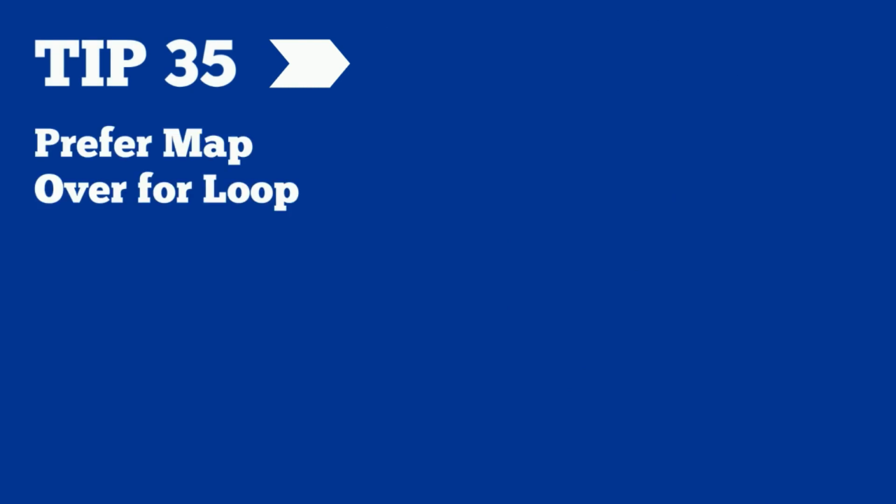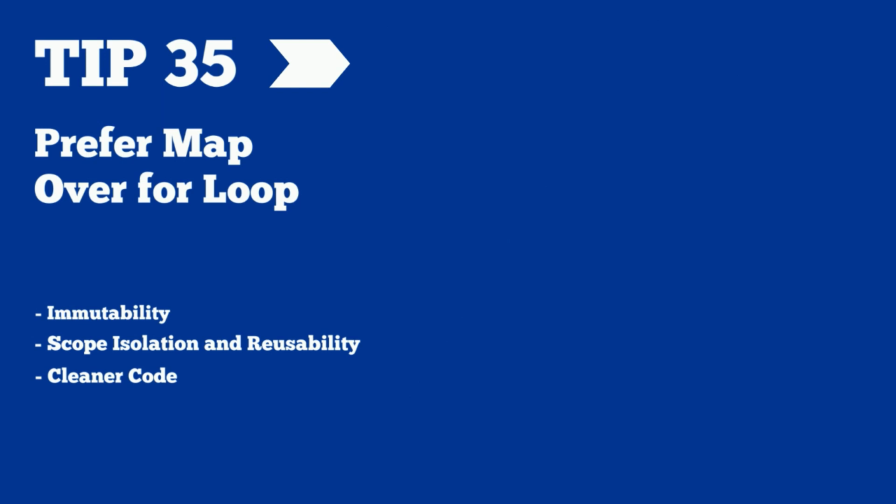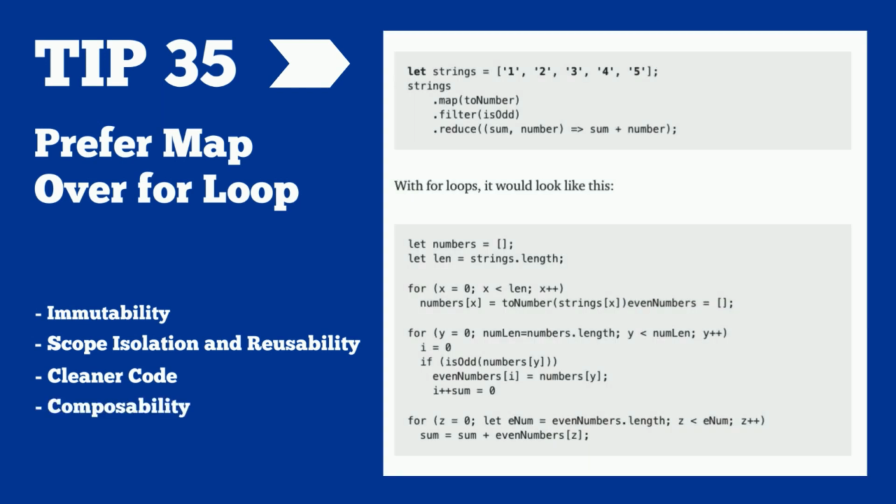35. Prefer map over a for loop. Benefits of using a map are immutability, scope isolation and reusability, cleaner code, and composability. Here is a little example of composability. Let's say we want to sum up the odd numbers in an array. Let's use a map and other iteration operators. We need to write this. But with a for loop, it would look like this. Now tell me, wouldn't it be foolish to believe coding is an art?